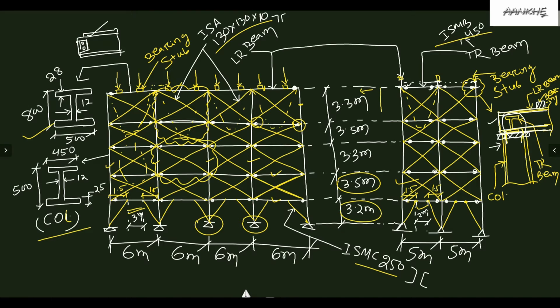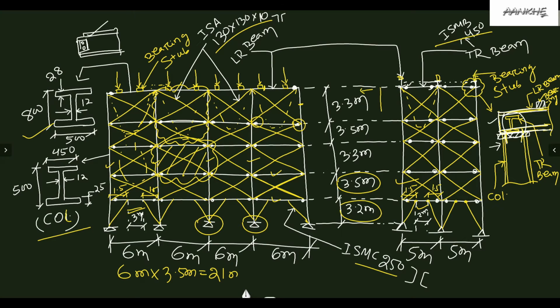Why? Because if I take this area, what is the area? The area will be 6 meter multiplied by, let us say, 3.5 meter or 3.3 meter. Let us take higher area, 3.5 meter. It is 21 square meter. Okay, out of which what is the obstruction area? This beam, our maximum side is 3.5. This beam is 450 depth. This is ISMB 450. This beam also ISMB 450.